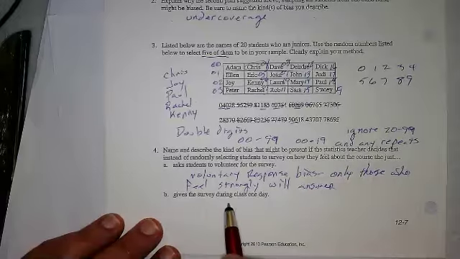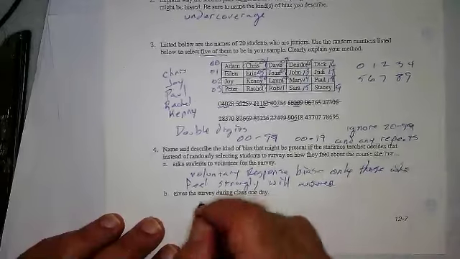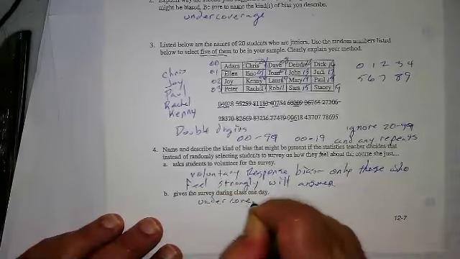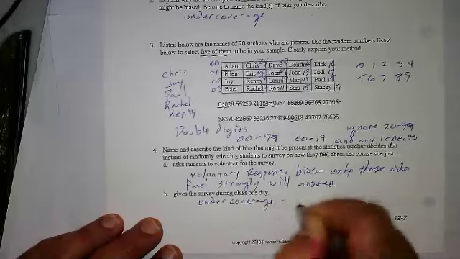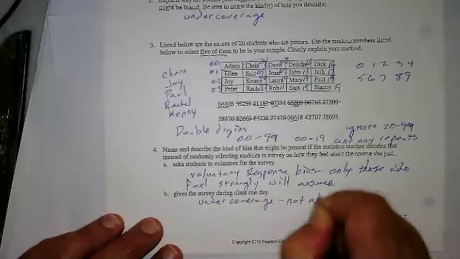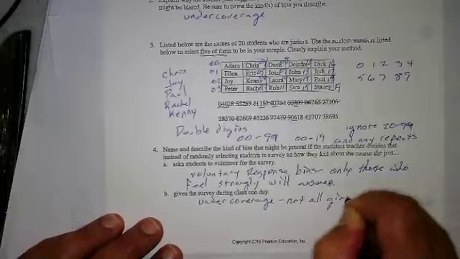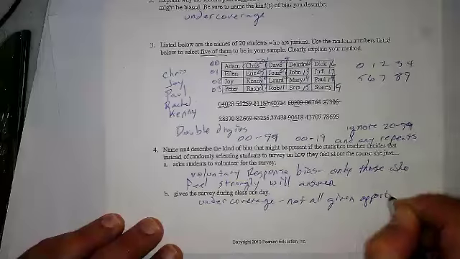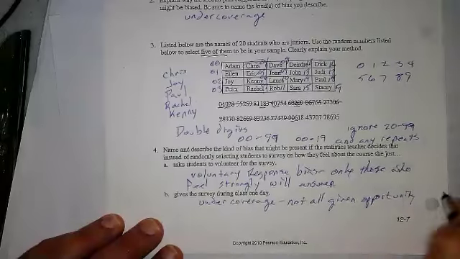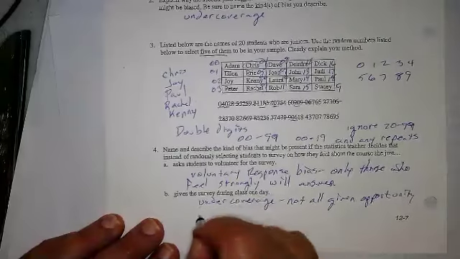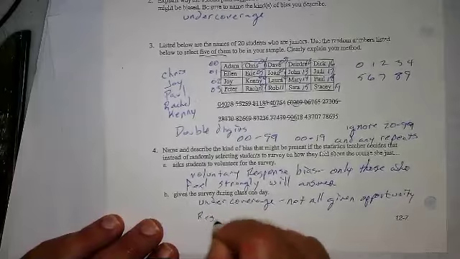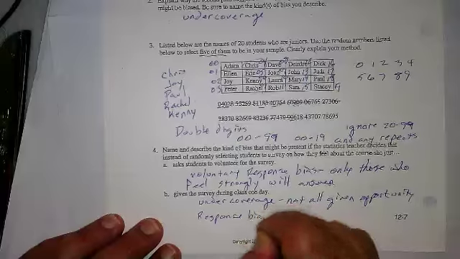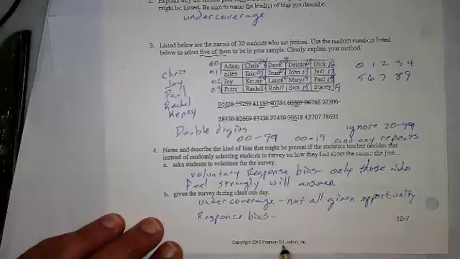Okay, and she gives the survey during class one day. That's undercoverage. Not everybody gets the opportunity to be asked. I know, my spelling's atrocious. It could also be a response bias, because those in the class may respond how they think the teacher wants them to respond.